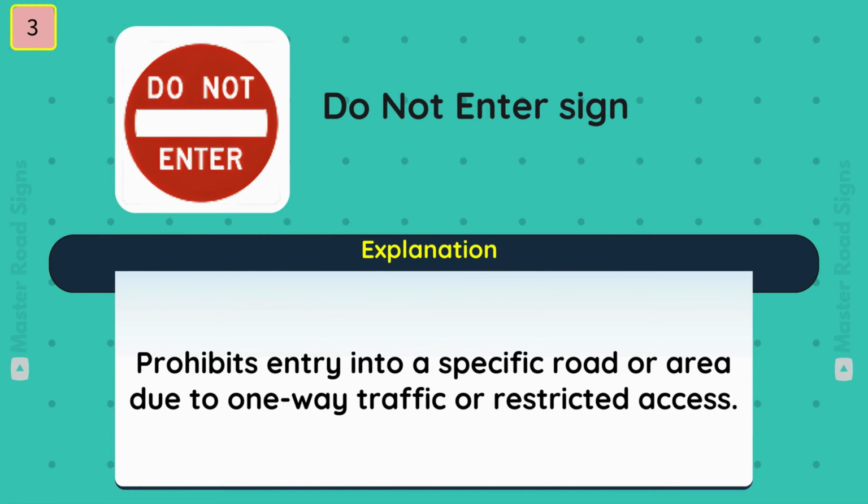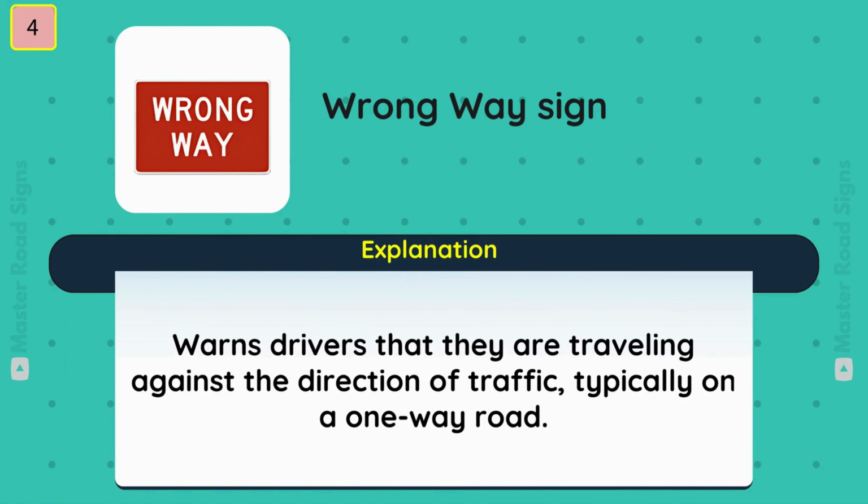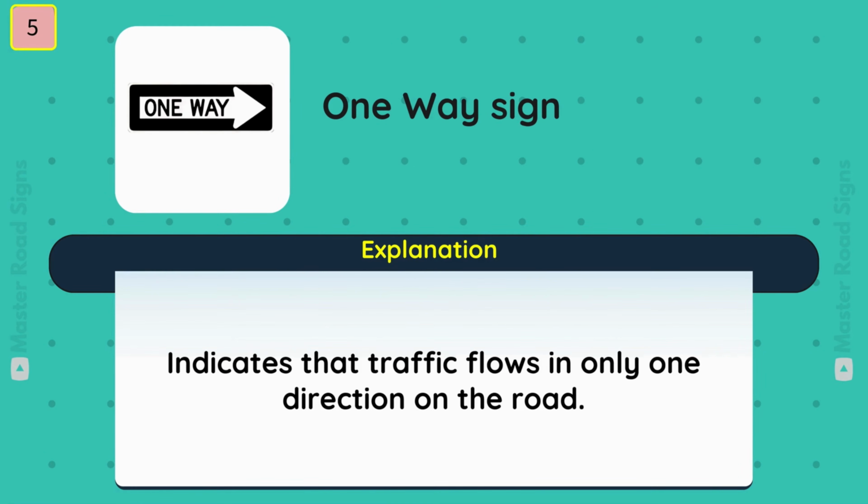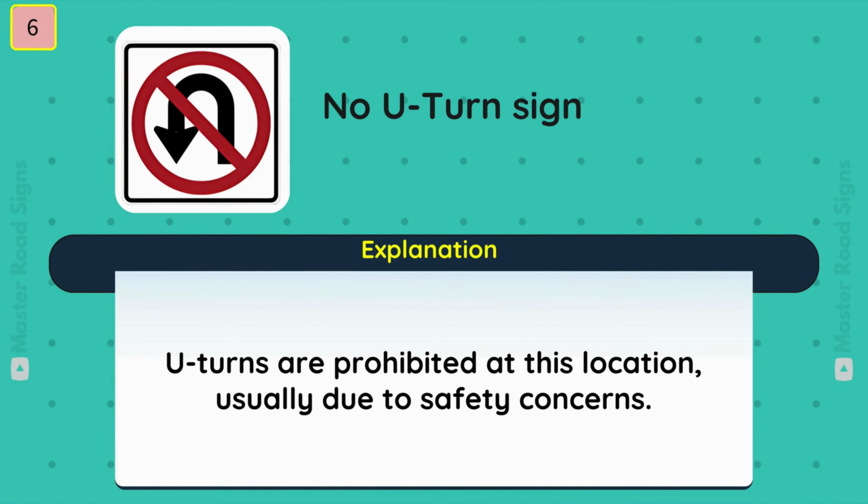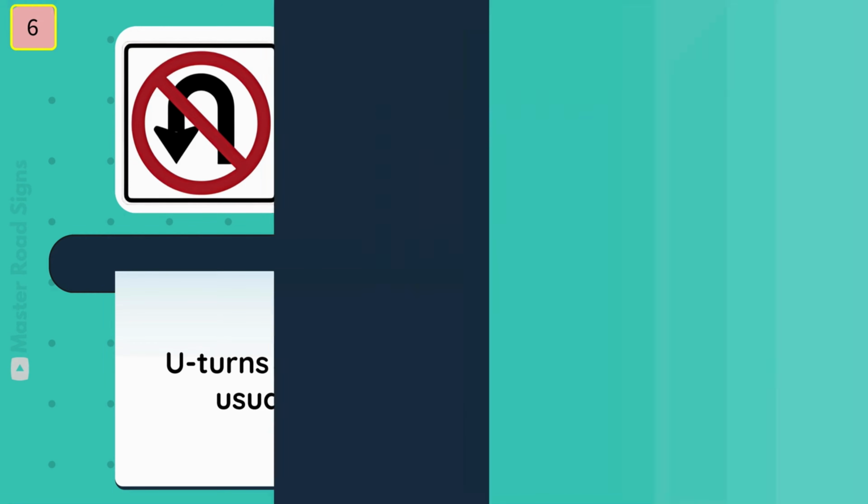Do not enter sign prohibits entry into a specific road or area due to one-way traffic or restricted access. Wrong way sign warns drivers that they are traveling against the direction of traffic, typically on a one-way road. One-way sign indicates that traffic flows in only one direction on the road. No U-turn sign. U-turns are prohibited at this location, usually due to safety concerns.